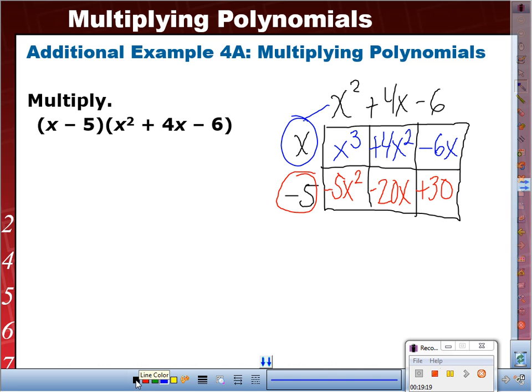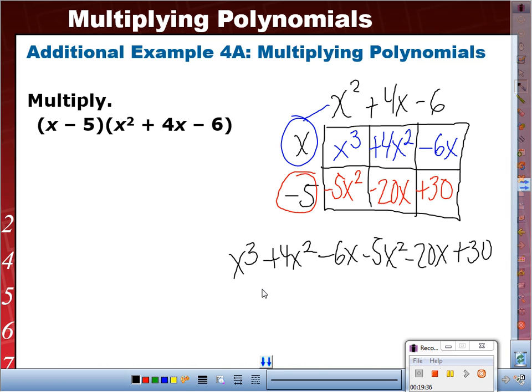And check this out. It works the same. I'm going to start with this one. x cubed plus 4x squared minus 6x minus 5x squared minus 20x plus 30. Are we done multiplying up to right there? Yes. Now we're going to combine. Can we combine anything here?